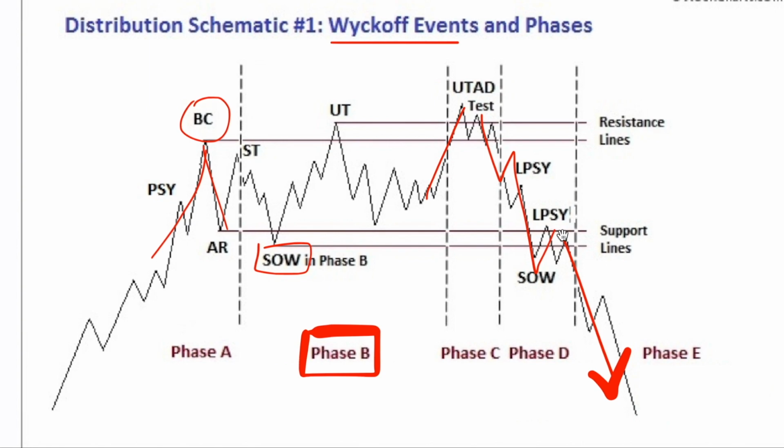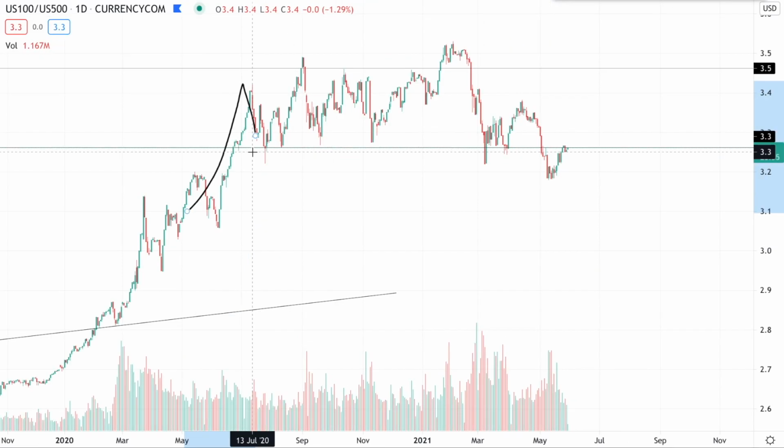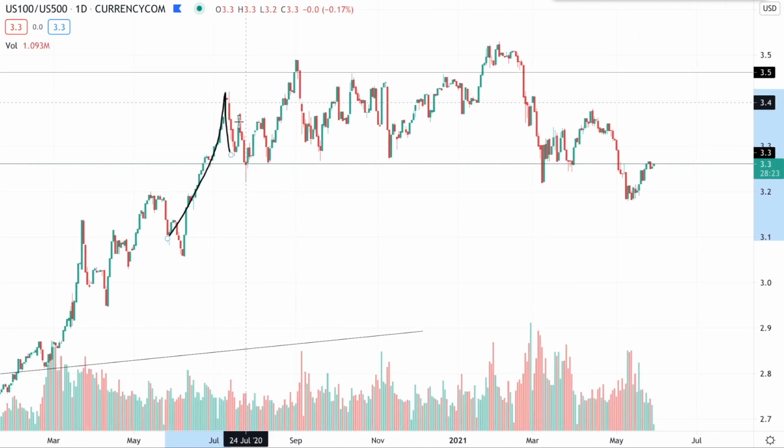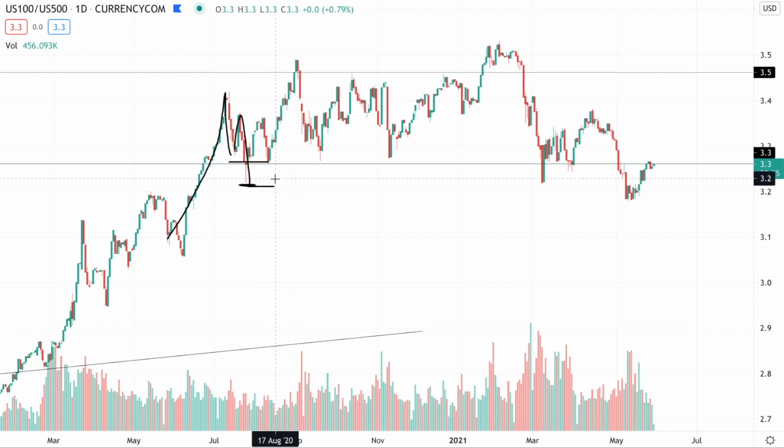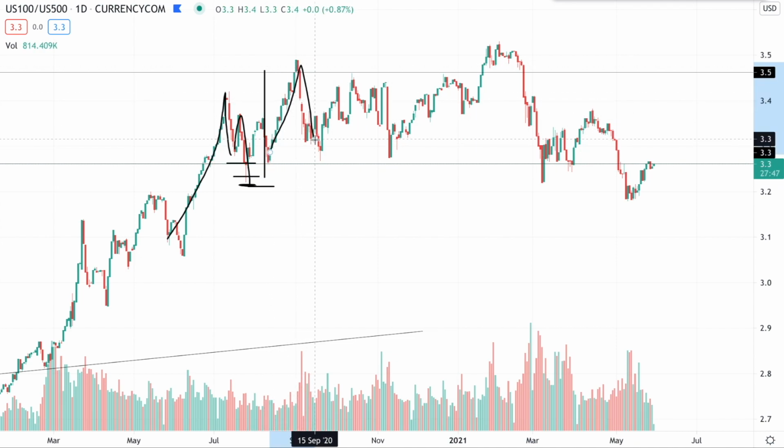So we can take a look at what that looks like on the ratio. We have a huge move up here with a buying climax, automatic reaction, quick move down in response to that overbought reading. Then you've got that first show of weakness here, where you had that significant low. And you can see these two levels here are what make up the bottom of that range. And after that, you've got phase B.